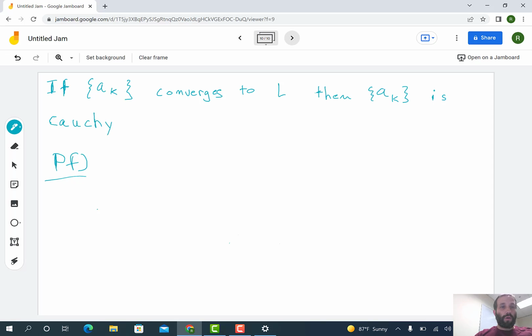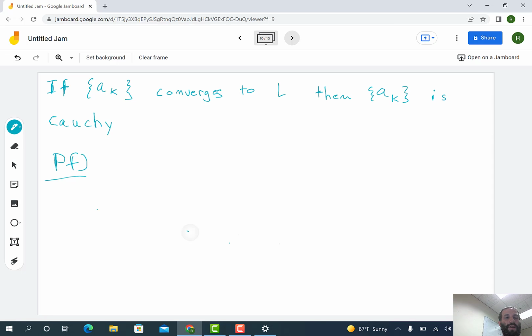Or similarly, which is the way I'm actually going to write it, if all of the a_k's are within epsilon over 2 of L, that means the lowest an a_k could be is L minus epsilon over 2, and the biggest it could be is L plus epsilon over 2. And so all of the a_k's are going to be within this interval of length epsilon around L. So in other words, they're all going to be within epsilon of each other.